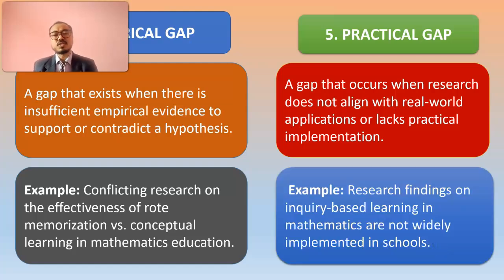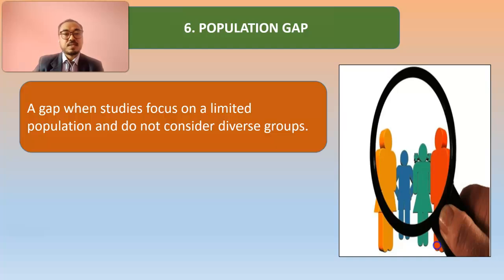For example, research findings on inquiry based learning in mathematics are not widely implemented in schools. We know that inquiry based learning is one of the methods which helps students learn mathematics easily and understand better, but still it has not been implemented in different schools of our country. So next one is population gap.